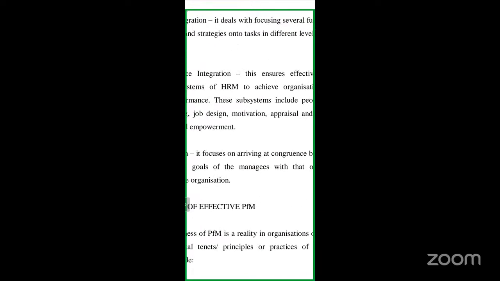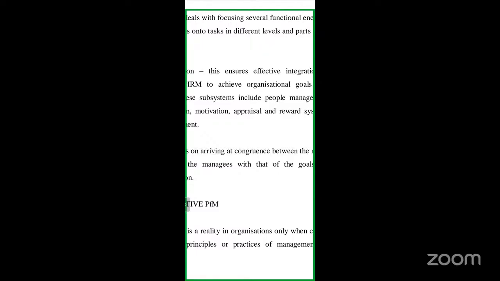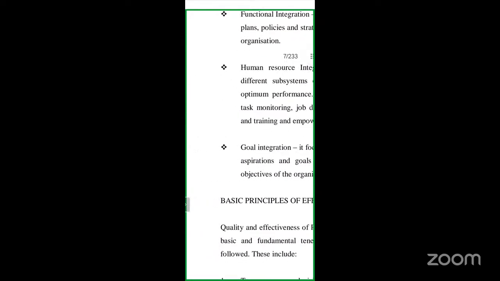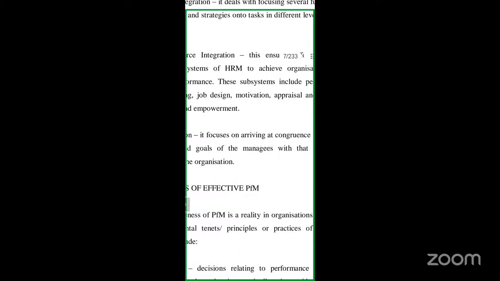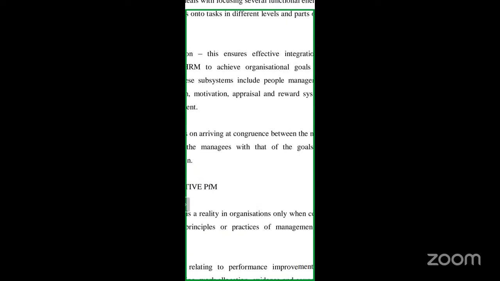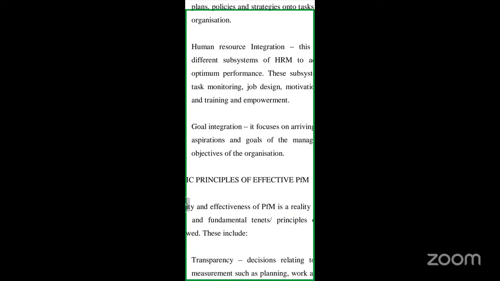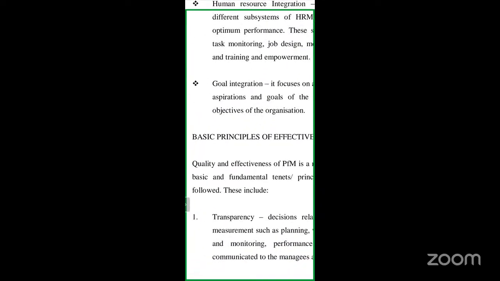It focuses on arriving at a convergence between the needs, aspirations, and goals of the managers with the goals and objectives of the organization. These are the main four integrations which are required for achieving performance management.